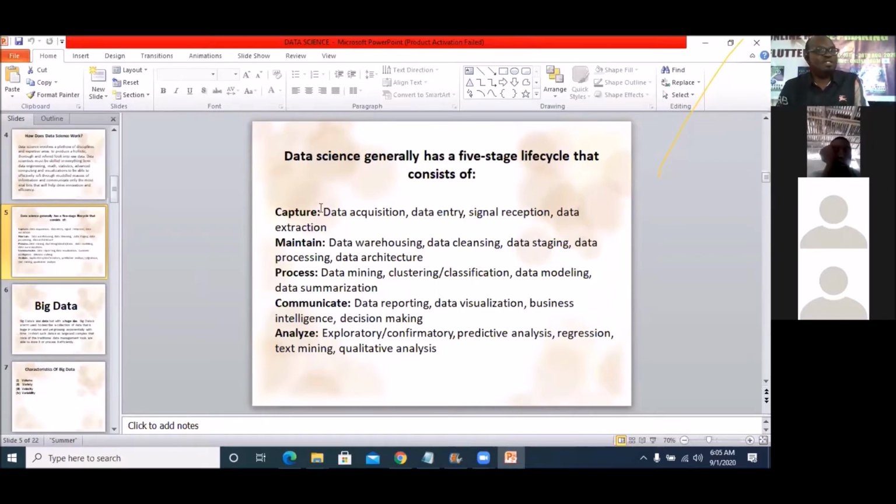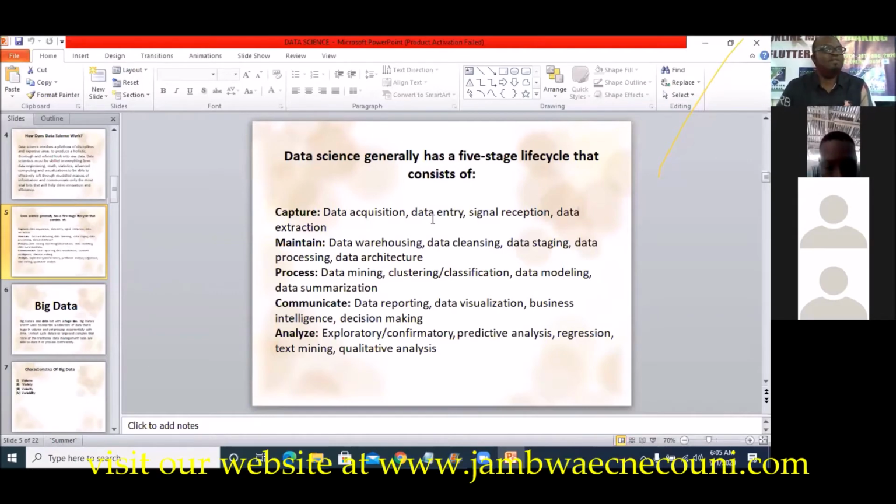So apart from capturing your data from your website, there is also data that is available everywhere. If you're capturing data for health, there are already data that are there, which I'm going to give you. If you go to Kaggle and some other websites, they have repositories of plenty of data that you can use to make any form of machine learning analysis. Then there is also data reception and extraction. You need to be able to access this data, receive it, and extract it.